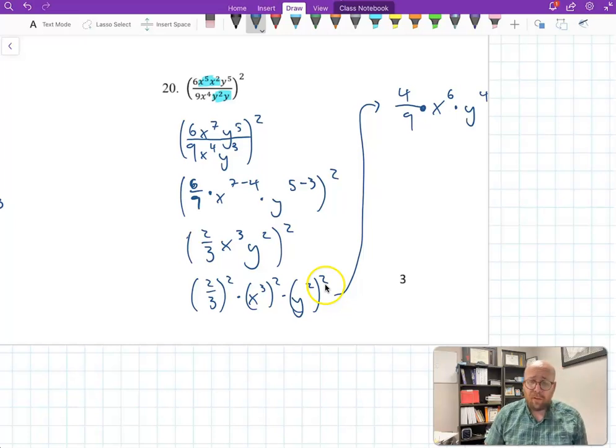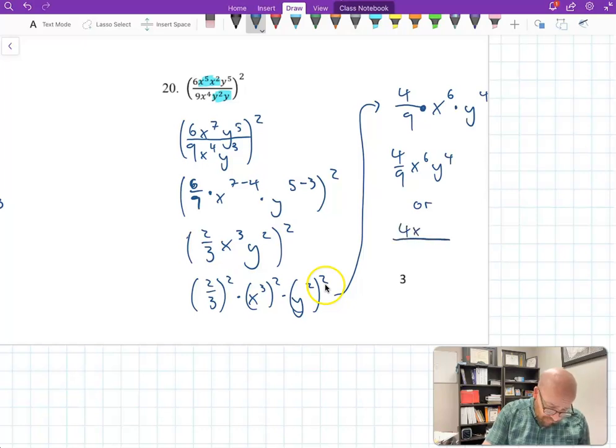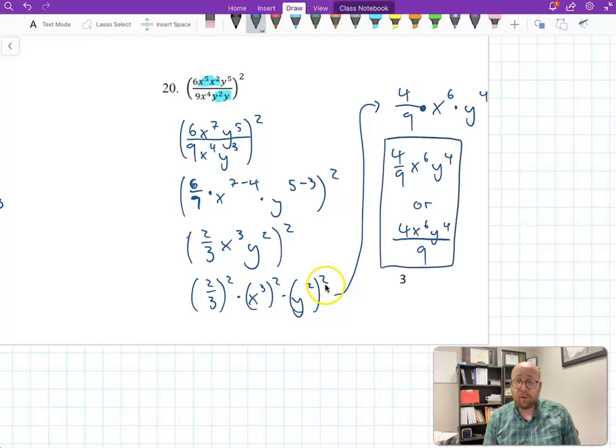Here's a couple of ways that we could write this answer. We could say 4/9 times x to the 6th times y to the 4th. Or if you wanted to introduce a division bar, we have 4x to the 6th, y to the 4th in our numerator, 9 in our denominator. Either one of these would be appropriate ways to express our final answer.